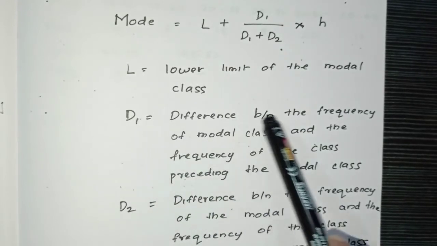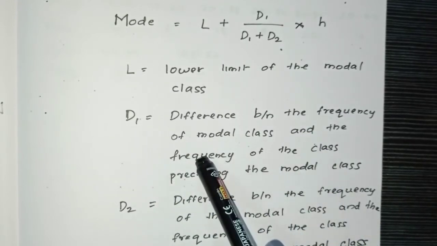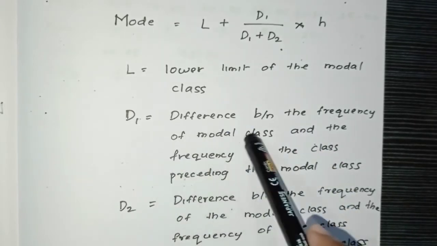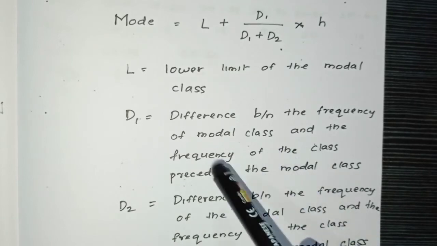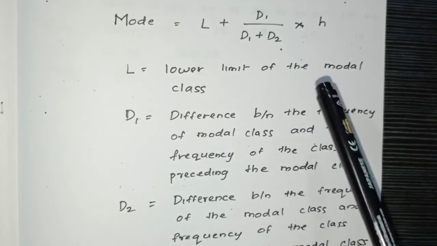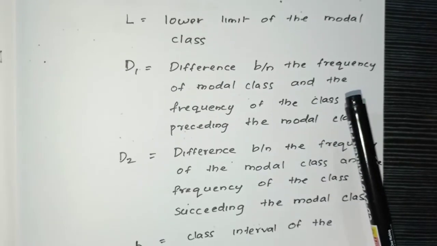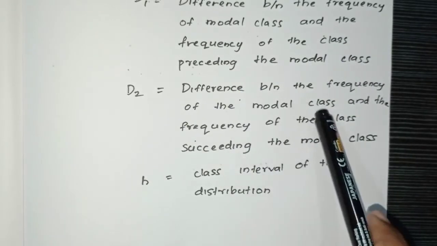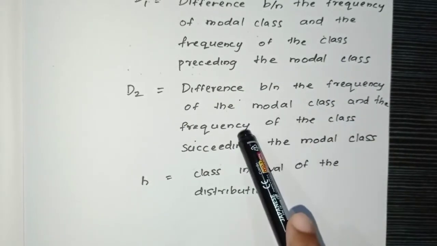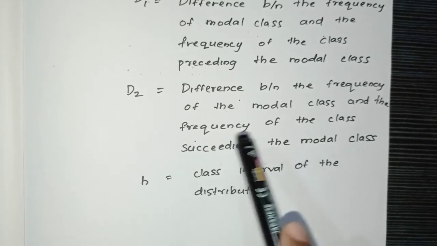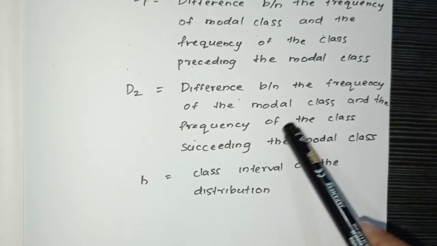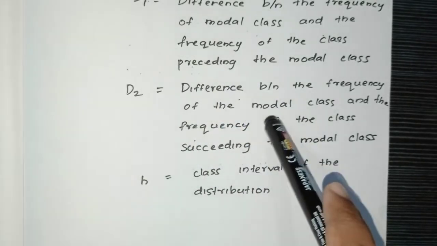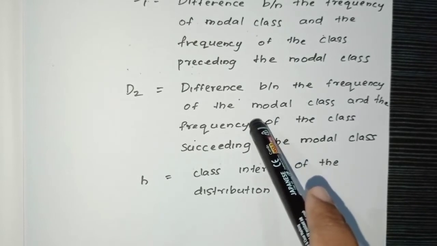D1 is difference between the frequency of the modal class and the frequency of the class preceding the modal class. Okay, so D1 means difference between the frequency of the modal class and the frequency before the modal class. D2. Now here D2 is difference between the frequency of the modal class and the frequency of the class succeeding the modal class, that is after. So D2 means the frequency that is after the modal class.